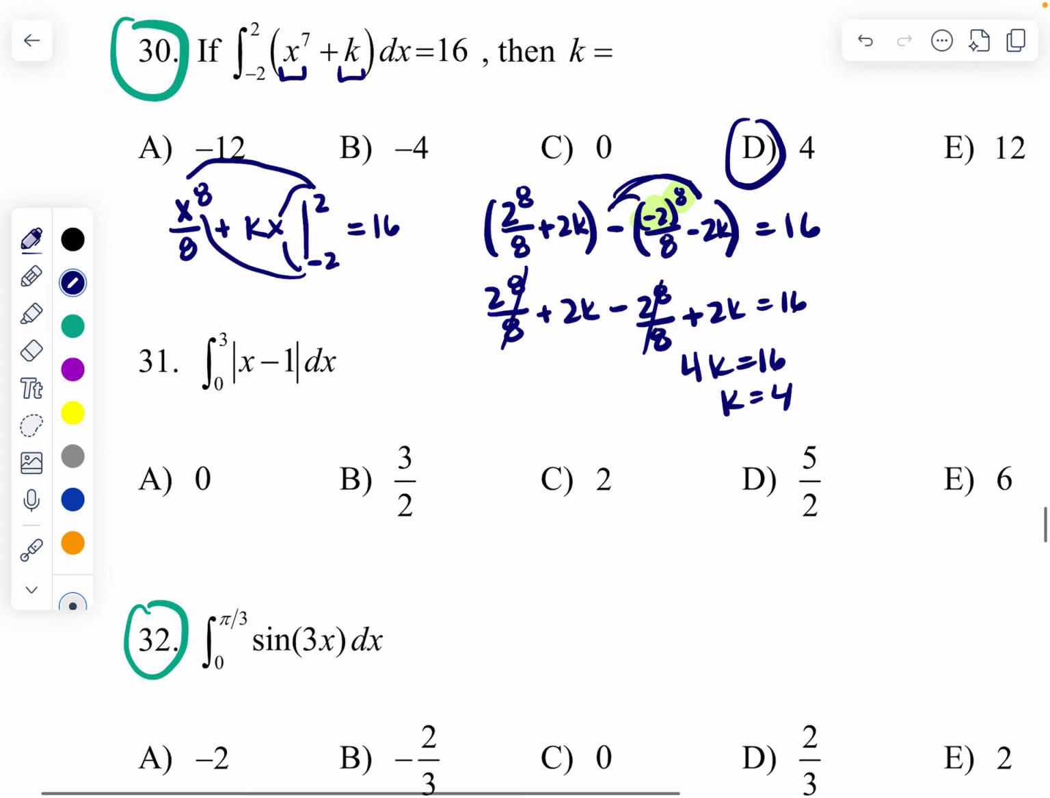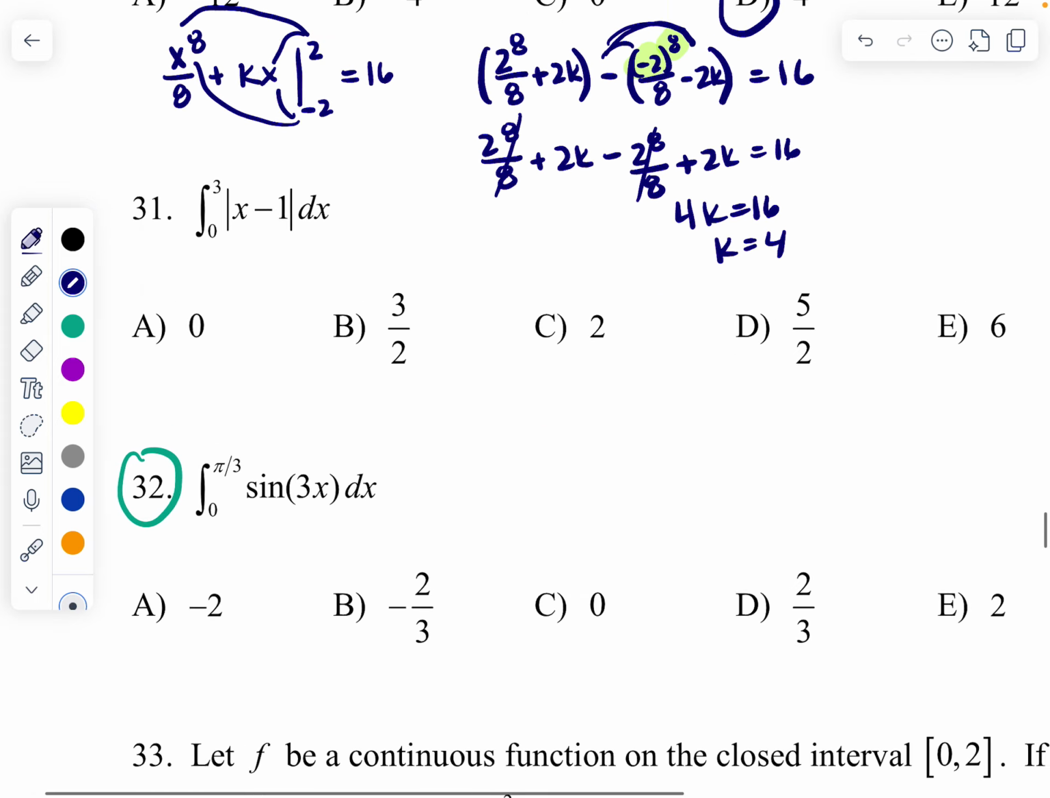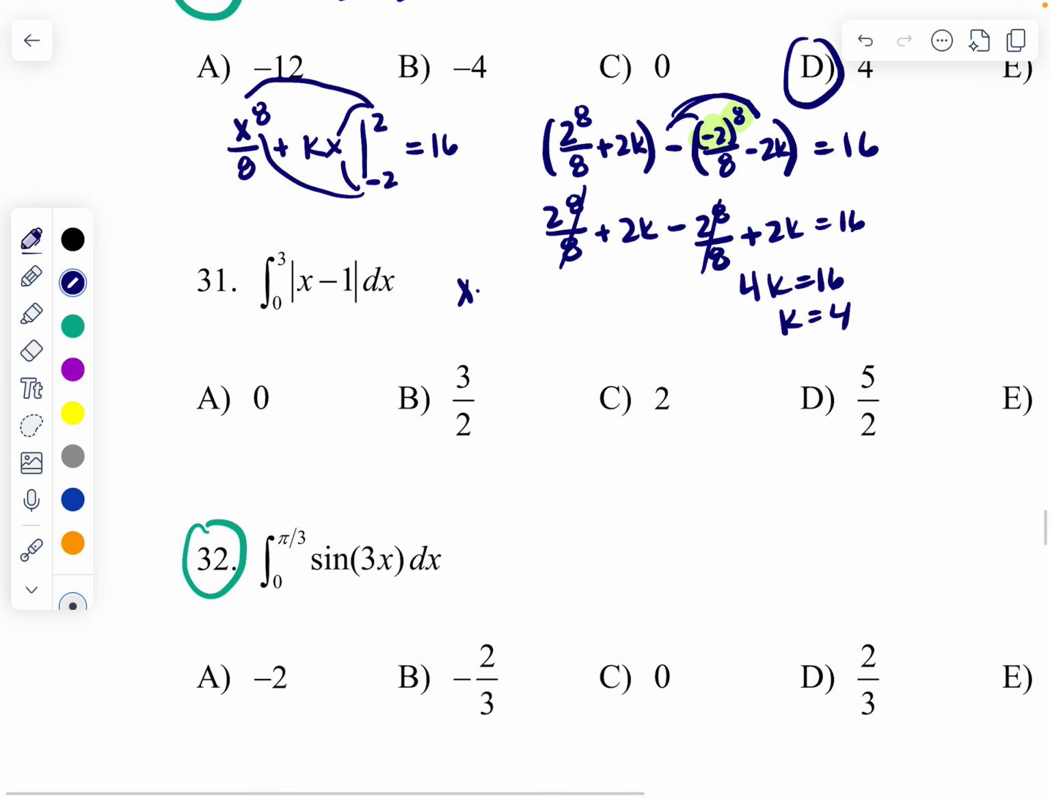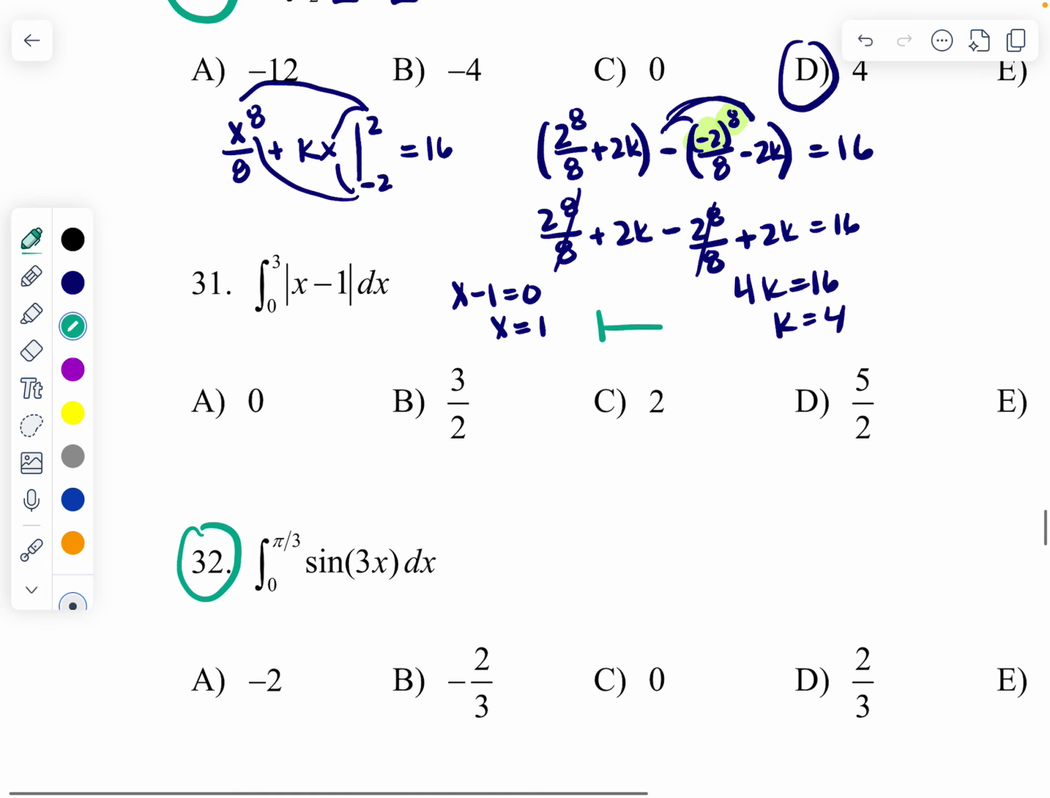Okay, definitely know how to do 31. Okay, so this guy, I have no idea where I'm going to put this work, but it's okay. So first things first, set this equal to 0 for absolute value. This thing is going to split at 1. So we have this integral that's going from 0 to 3, but I need to split it at 1. So it's going to be the integral from 0 to 1 of x minus 1 plus the integral from 1 to 3 of x minus 1.